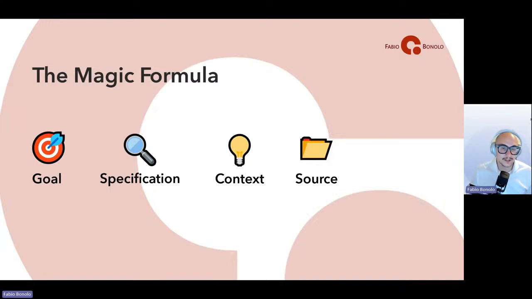Part number 4 of the magic formula is the source. The big advantage of Copilot for M365 is that it is not only based on the vast amounts of data from the internet, which is partially incorrect, also to say, but especially on the data of your own tenant. So you have the opportunity to specify your own data or documents as a source.